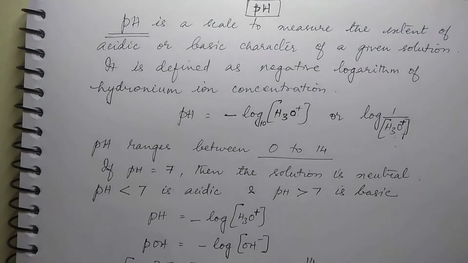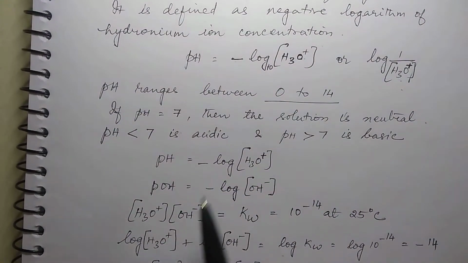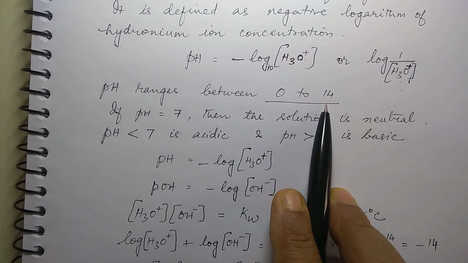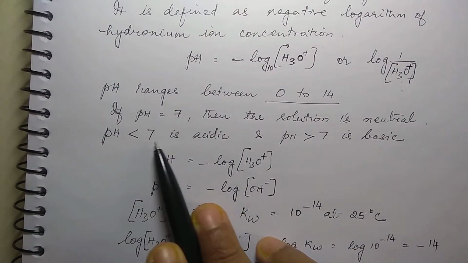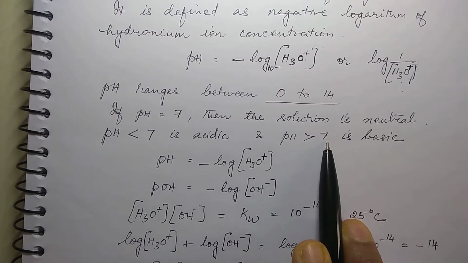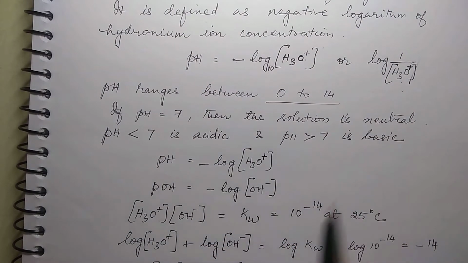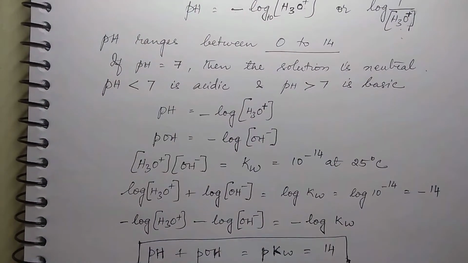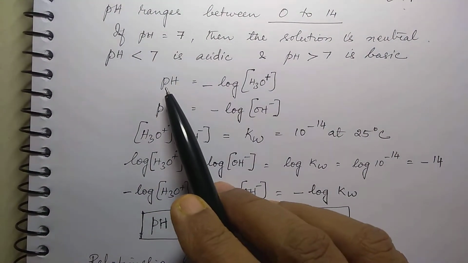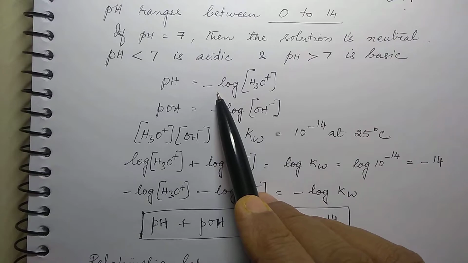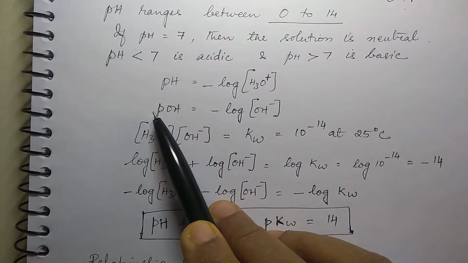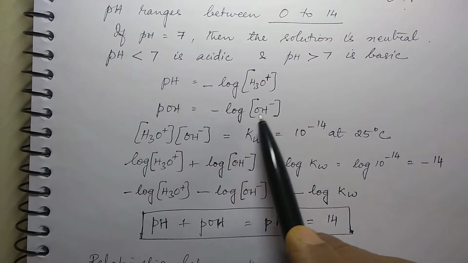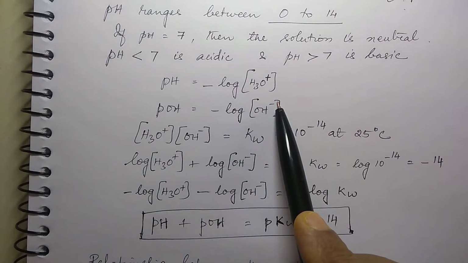And you also know pH ranges between 0 and 14. If pH is 7, then the solution is neutral. If it is less than 7, then it is acidic pH. If it is greater than 7, it is basic pH. All these things you are familiar with, you know it very well. Now, if you can write pH as minus log H3O plus concentration, you can as well write pOH is equal to minus log OH minus concentration.